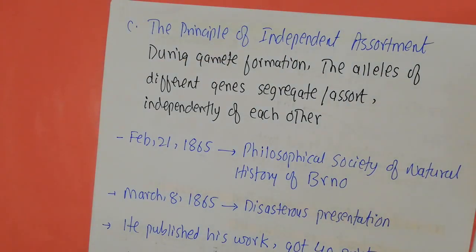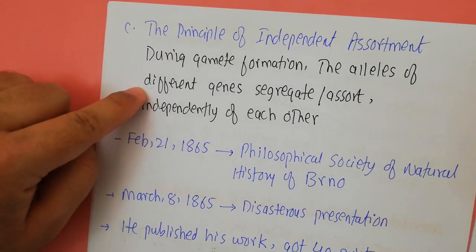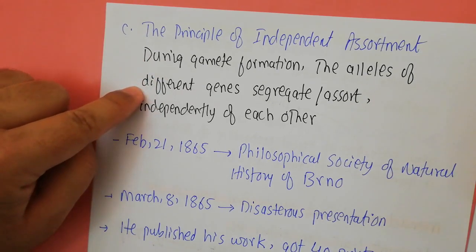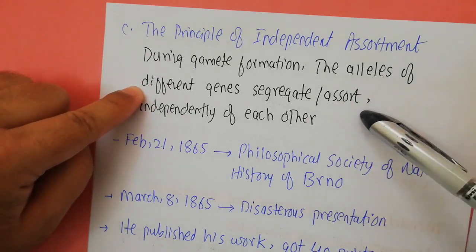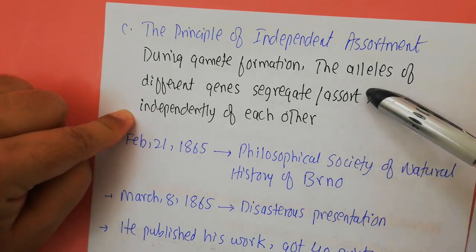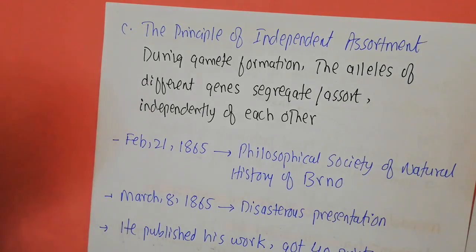Now what the principle of independent assortment states is that during gamete formation, the alleles of different genes, and as you can see we are focusing on two traits, so we are talking about different genes, segregate or assort independently of each other. If you apply this to the cross that we just discussed, the gene for the color of the seed has no impact on the gene which is responsible for the shape of the seed.